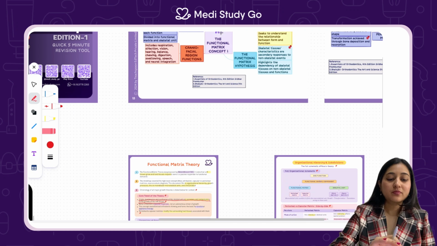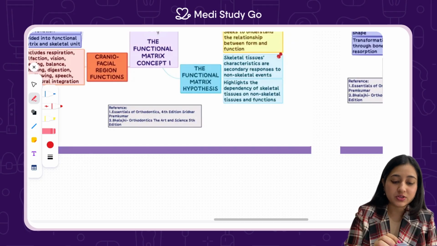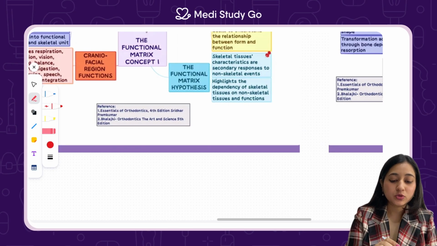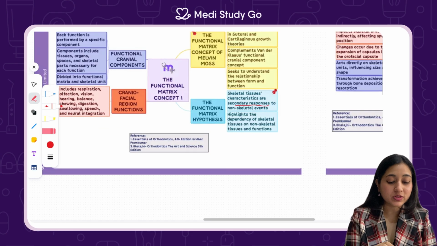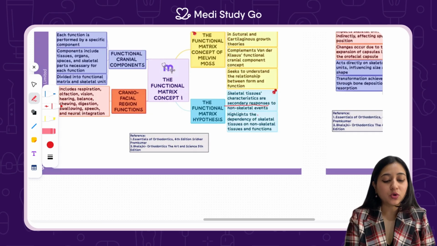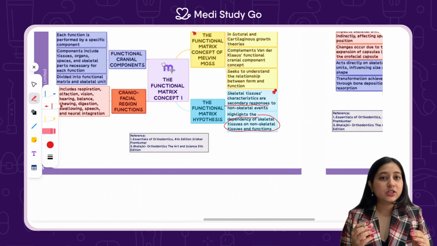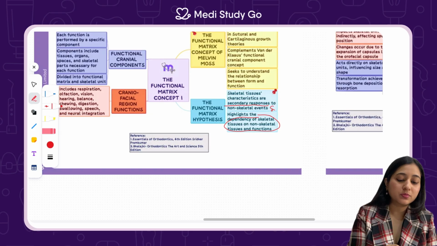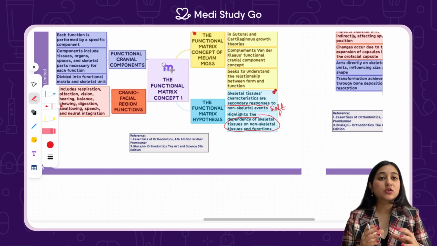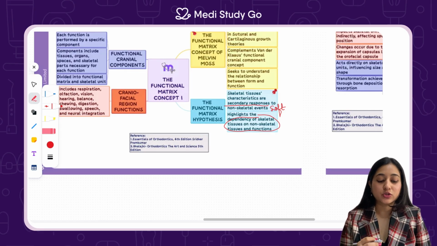So skeletal tissues respond secondarily to the growth in the soft tissue, and this is the core concept of the functional matrix theory. With this, let's understand what the functional matrix hypotheses are. The skeletal tissue's characteristics are secondary responses to the non-skeletal events. This highlights the dependency of skeletal tissues on non-skeletal tissues and functions. So the hypothesis states that the skeletal tissues respond in a secondary manner to the non-skeletal tissues. Non-skeletal tissues mean the soft tissues that are surrounding the skeletal tissues. This highlights the dependency of skeletal tissues on the non-skeletal tissues as well as function.